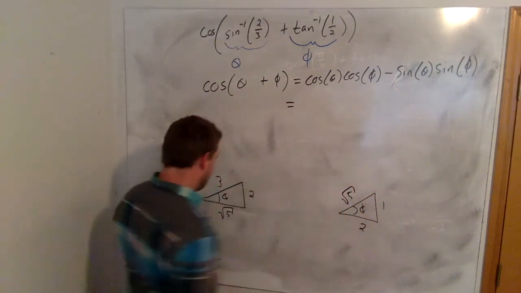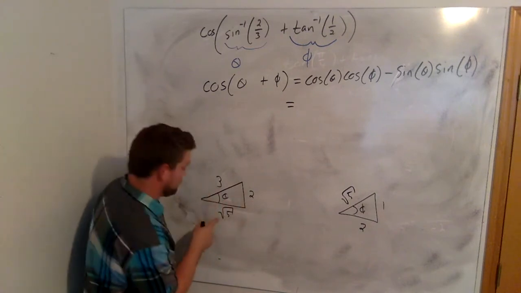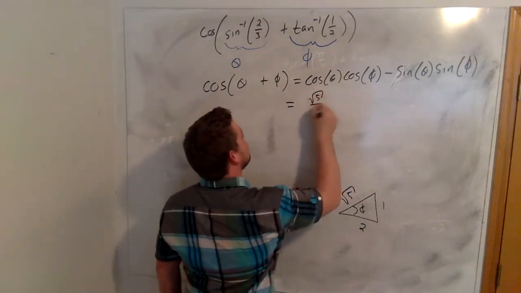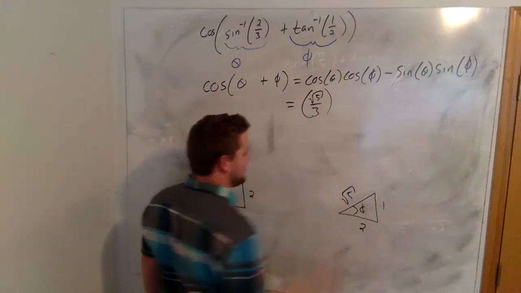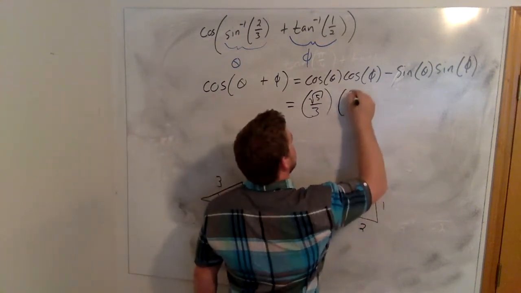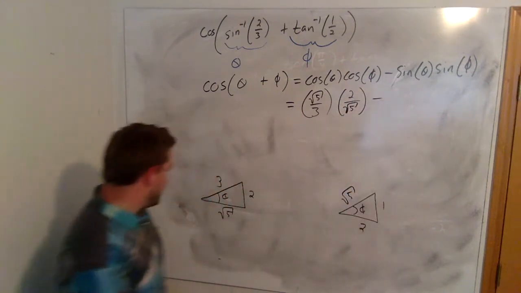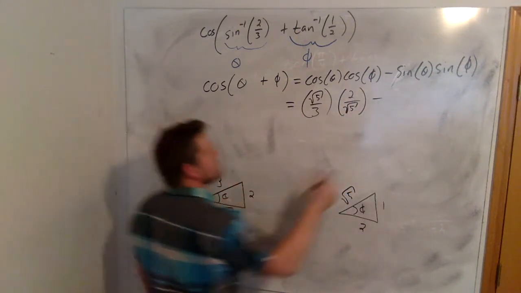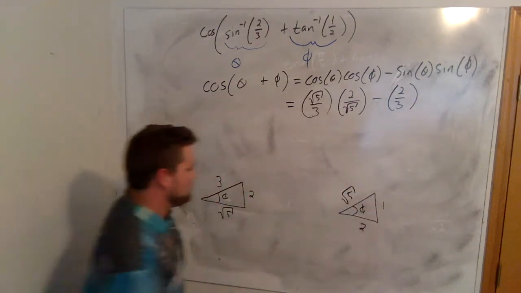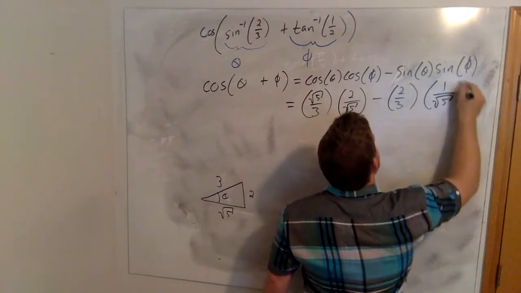Okay, so what's cosine of theta? Cosine of theta will be adjacent over hypotenuse, root 5 over 3. Okay, what's cosine of phi? Cosine of phi will be 2 divided by root 5. Okay, what's sine of theta? Sine of theta will be 2/3. And sine of phi will be 1 over root 5. Okay.